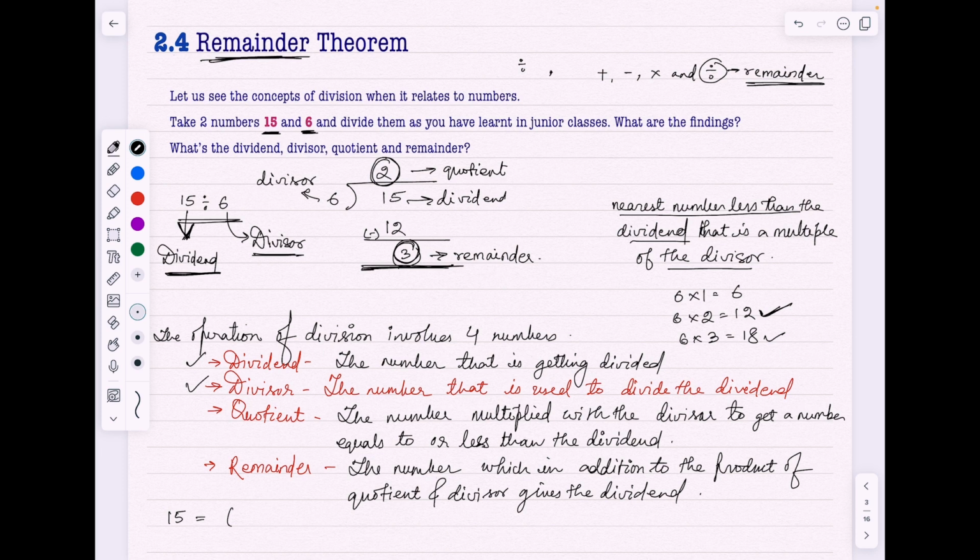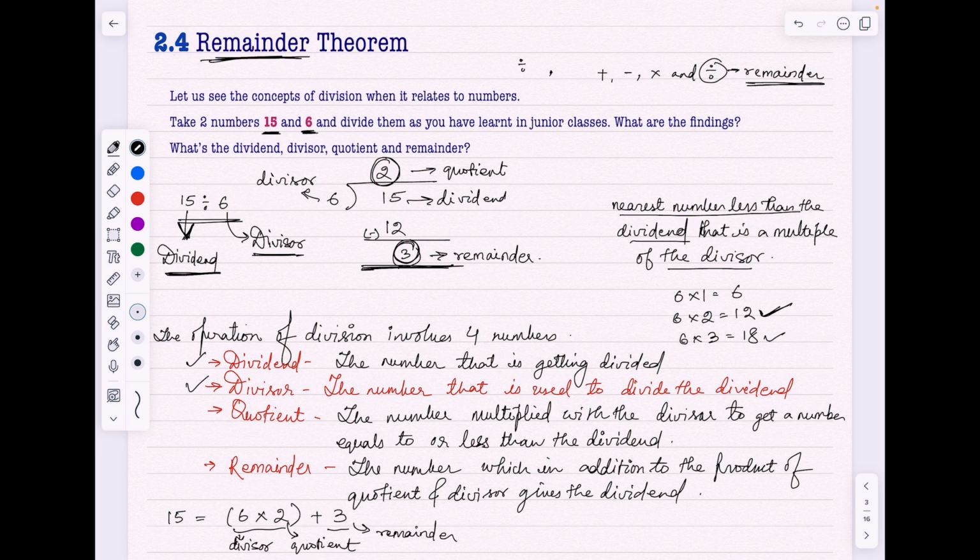What is the quotient here? Divisor is 6 and quotient is 2. 6 into 2 is 12, and 12 plus 3 is 15. So you are writing 15 as 6 into 2 plus 3. 6 is the divisor, 2 is the quotient, and 3 is the remainder.